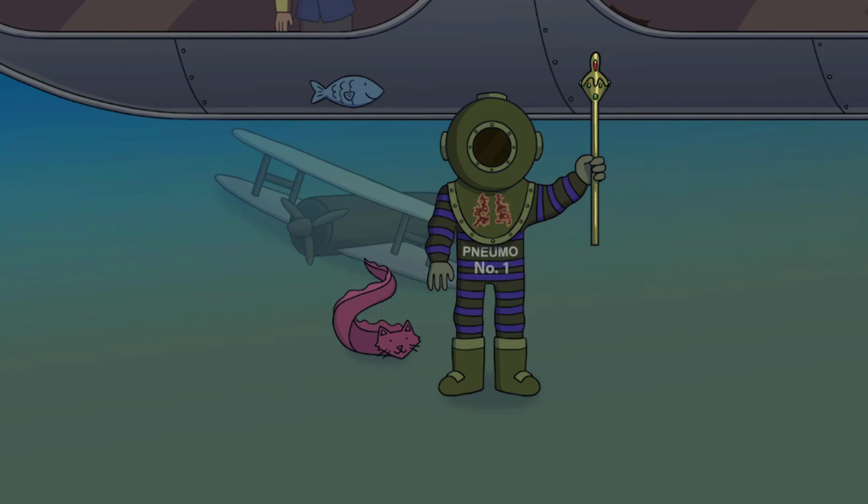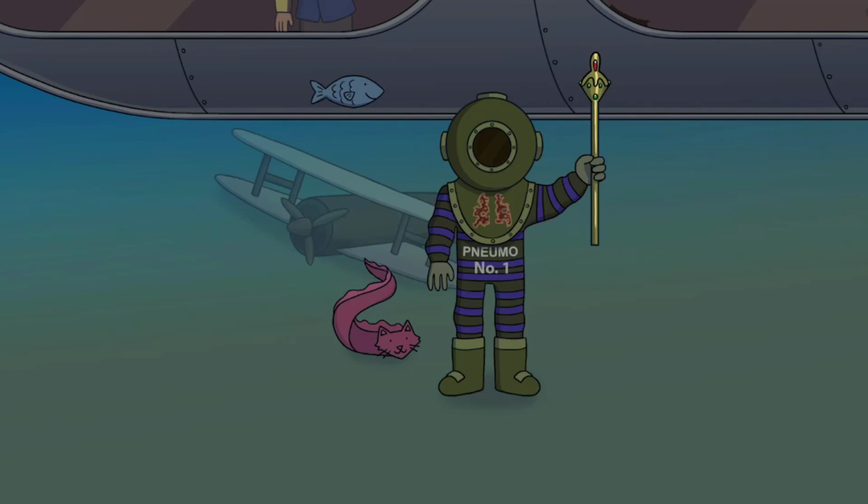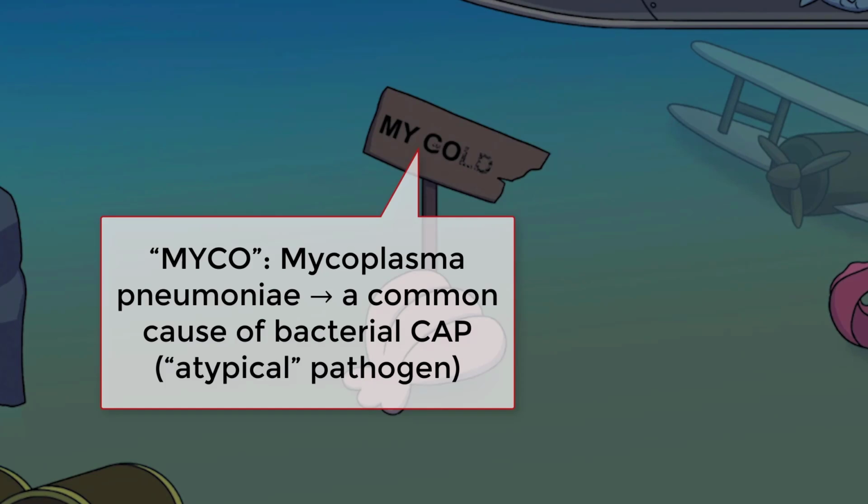Notice this, well, typical looking fish floating on by. Just a typical day doing the typical fish things that typical fish do. The term typical here doesn't necessarily mean the most common. It's more of a classic designation relating to the fact that these bacteria are easily gram-stained and cultured and are generally sensitive to beta-lactam antibiotics. Pfft, typical. Next up, it's the atypical bacteria.